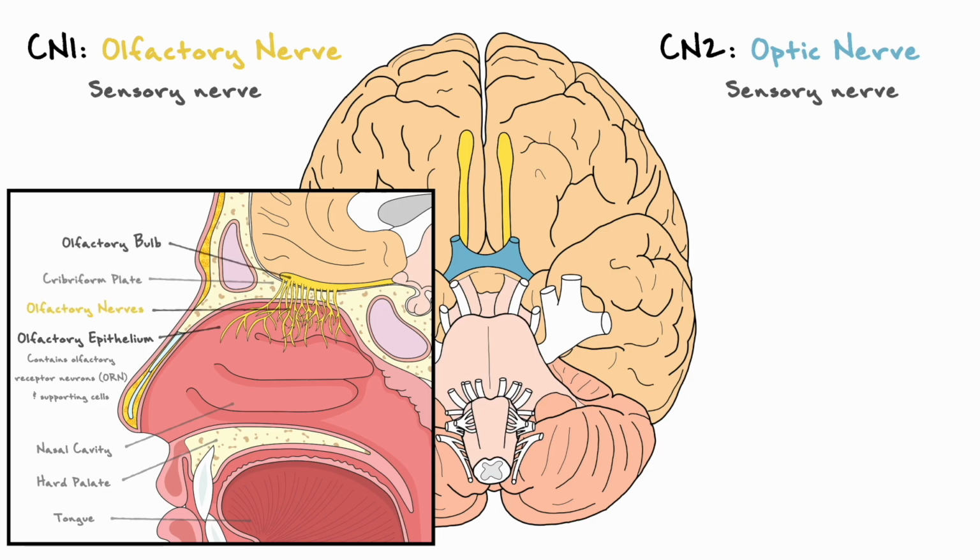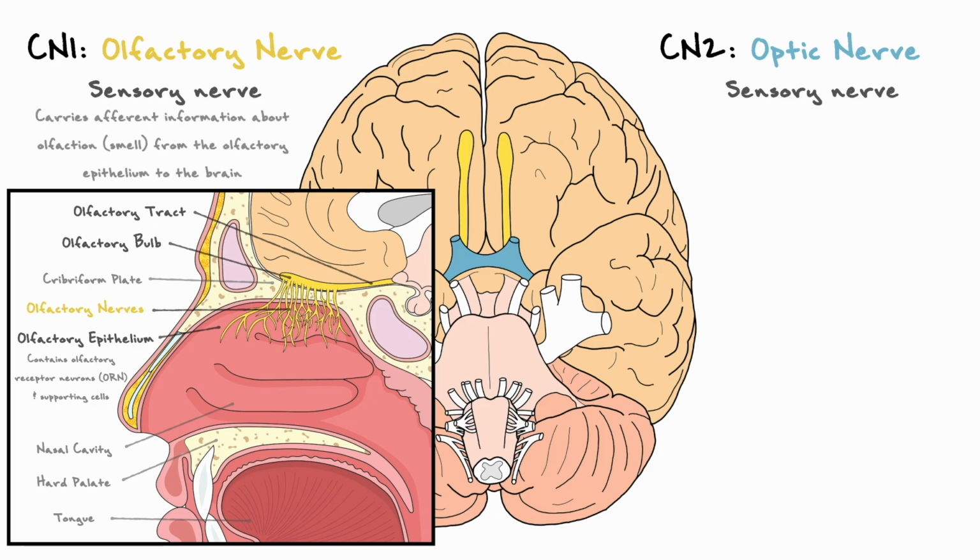These electrical signals then pass through the cribriform plate via the many olfactory nerves to reach the olfactory bulb. After some processing in the bulb, the signals are sent to different areas of the brain through the olfactory tract. In all, the function of olfactory nerves can pretty much be summarized to them being the carriers of afferent information about olfaction from the olfactory epithelium to the brain.